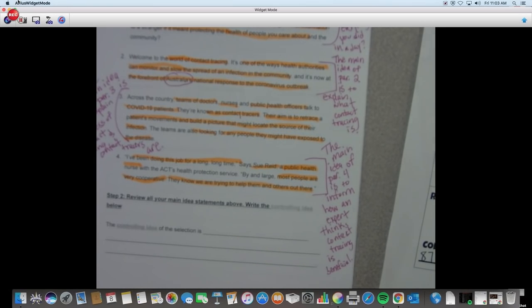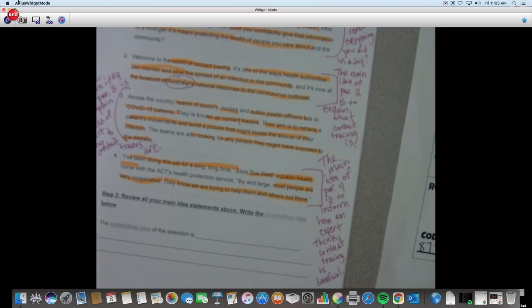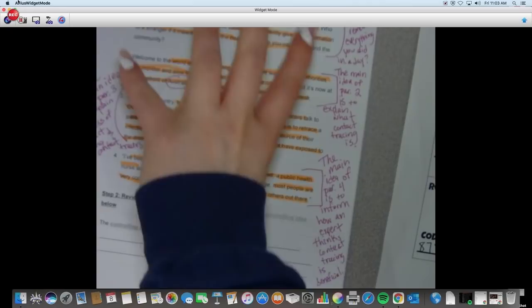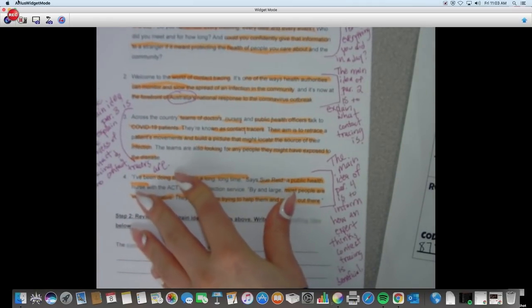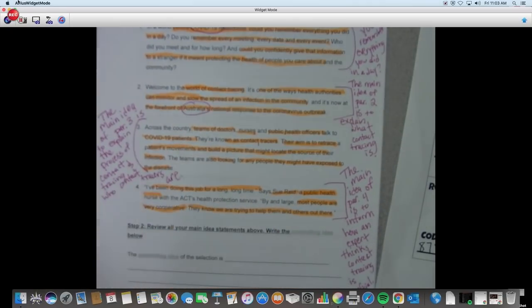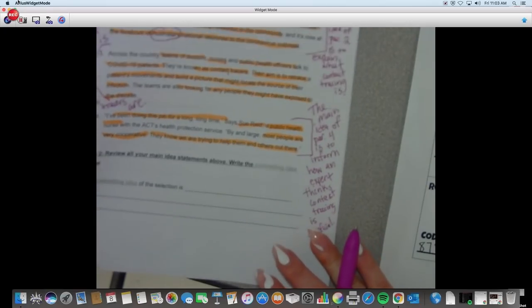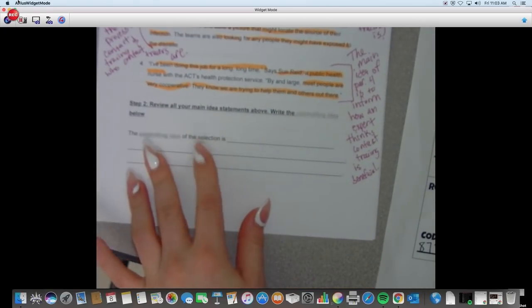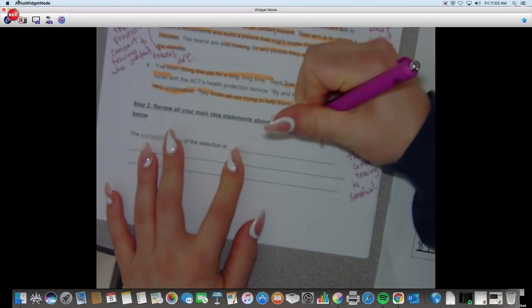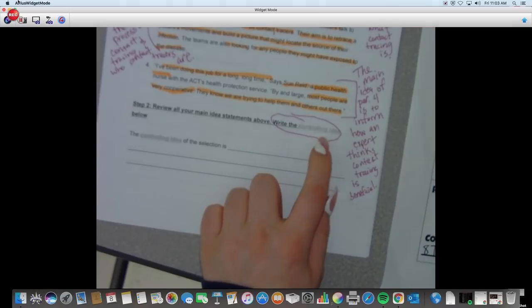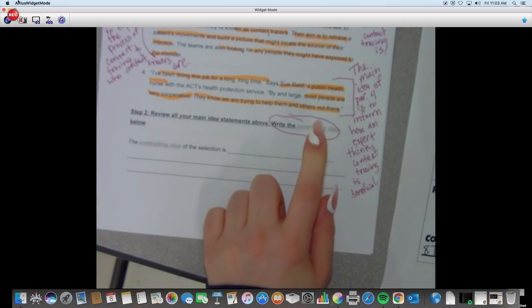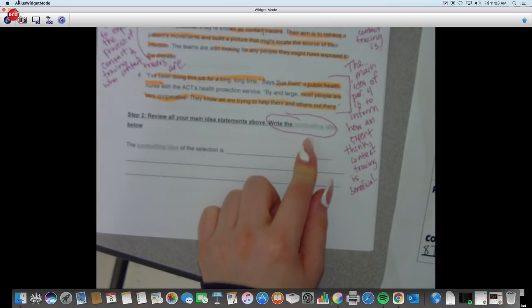Okay, now we have all of our main ideas for every paragraph. Remember, I said you got to come up with what each paragraph's main idea is, in order to get to what we call the controlling idea. So I'm going to kind of scoot down right here, and we're going to talk about what the whole selection was all about, because the controlling idea is the idea that controls the whole selection. What was the entire selection mainly about?